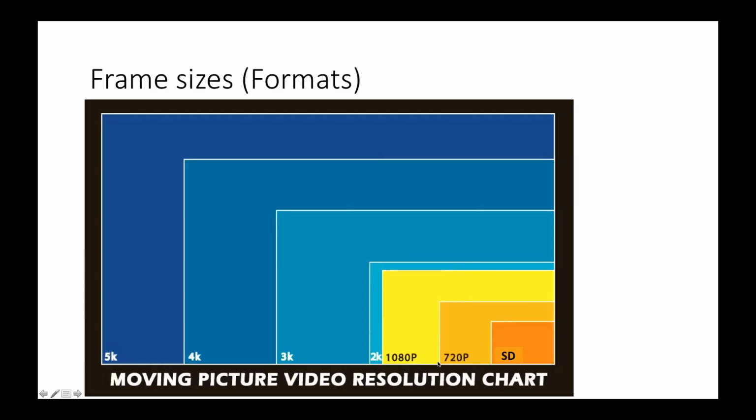Some of the frame sizes here are visualized. You've got your old SD, your 720, and your 1080, and then you go up to the more high-end cinema sizes, which are measured in K for thousands of pixels.